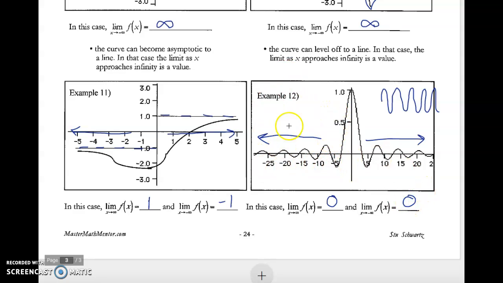So infinities can get a little tricky, but go ahead and use these notes that you have to practice, and let me know if you have any questions.